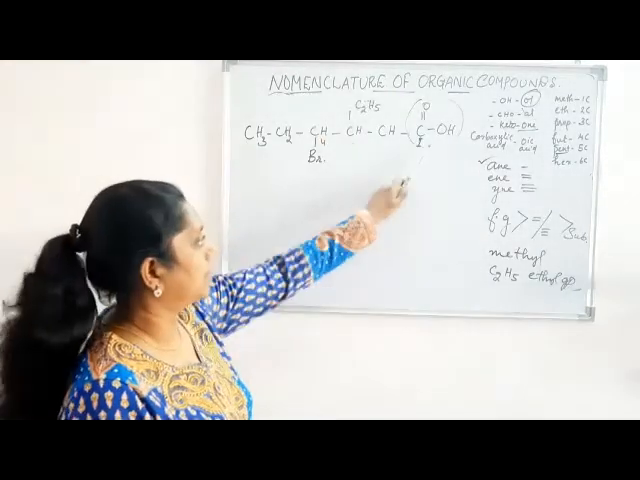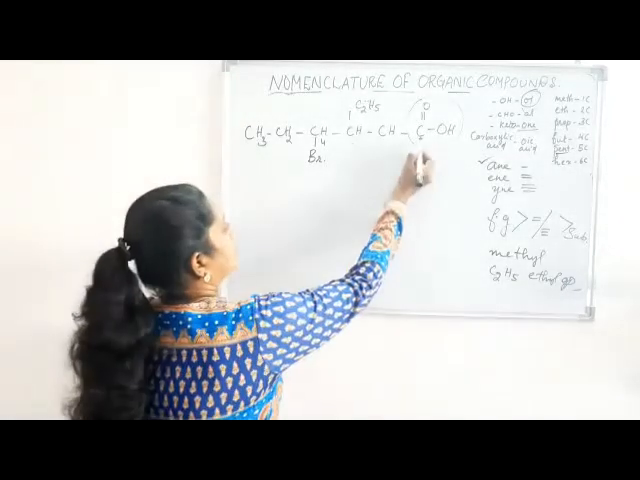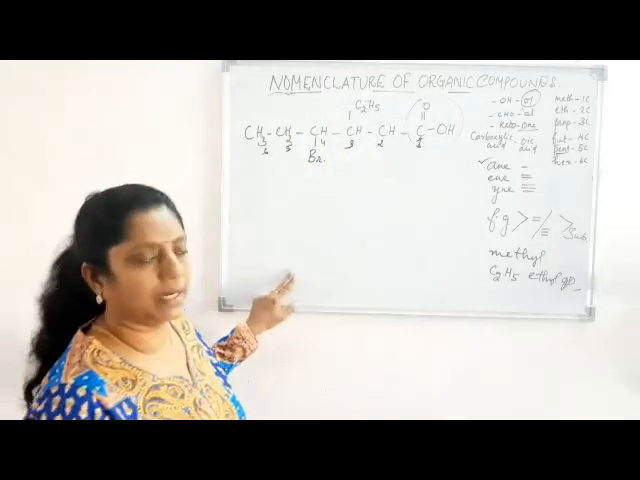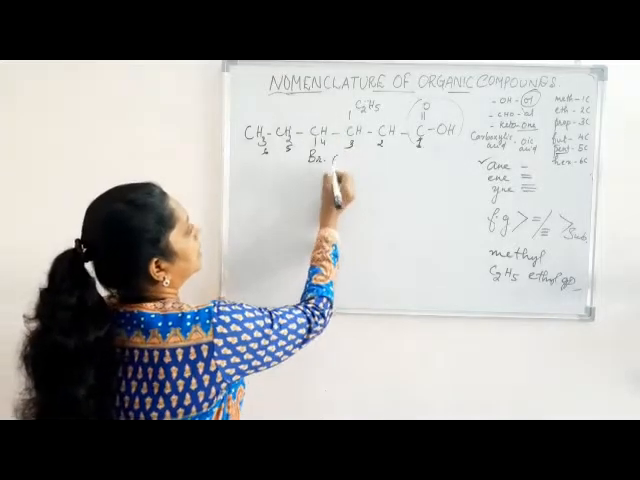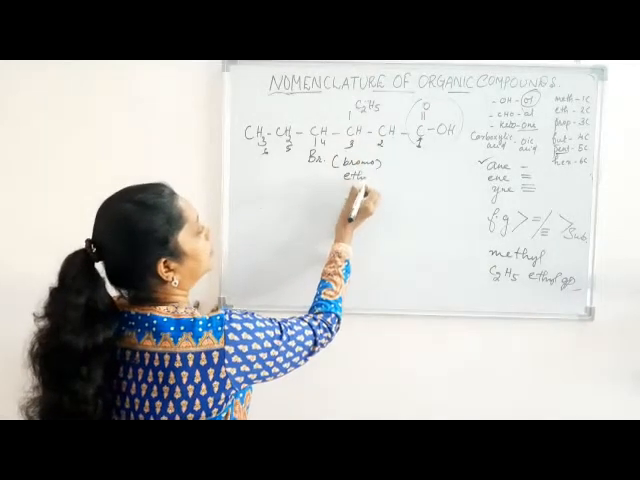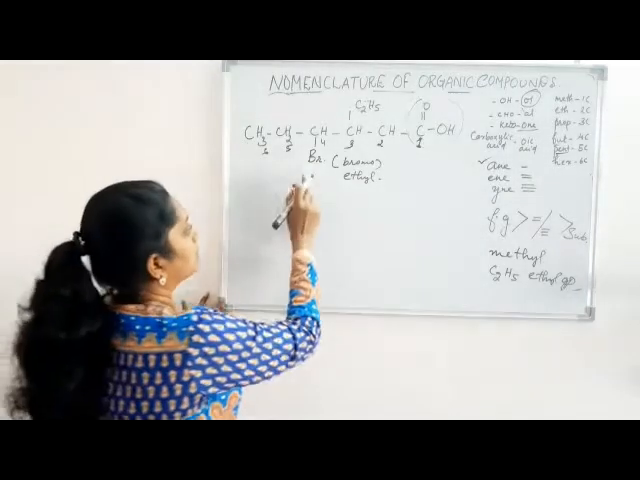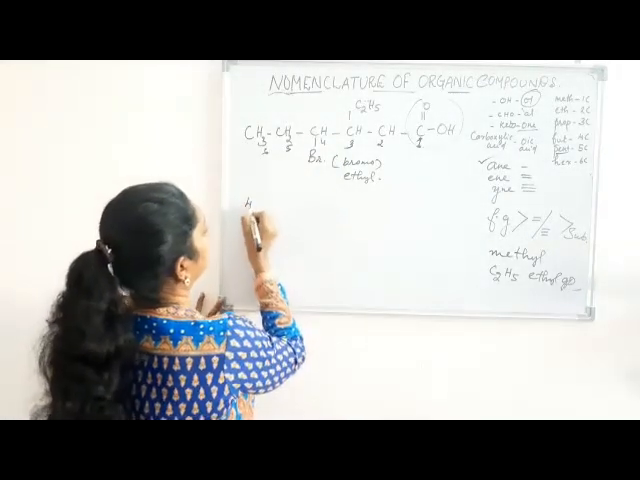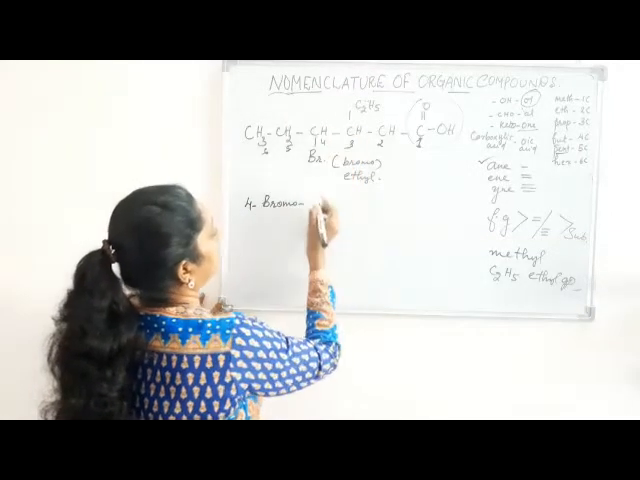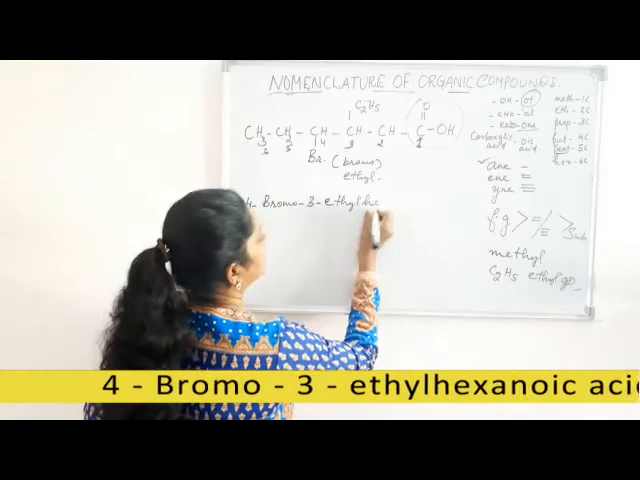Now in this compound, a functional group and 2 substituents are present. If there is a functional group, the numbering starts from here. 1, 2, 3, 4, 5 and 6. But there are 2 substituents. One is the bromine atom, which we write as bromo, and the other is the ethyl group. While writing the name, we must follow alphabetical order. So the name of this compound is 4-bromo-3-ethylhexanoic acid.